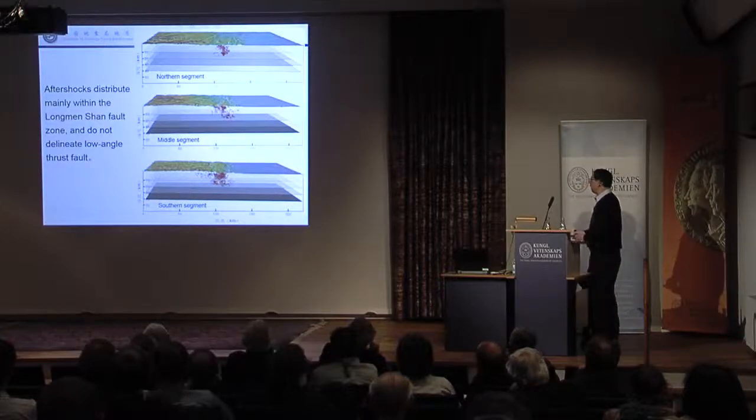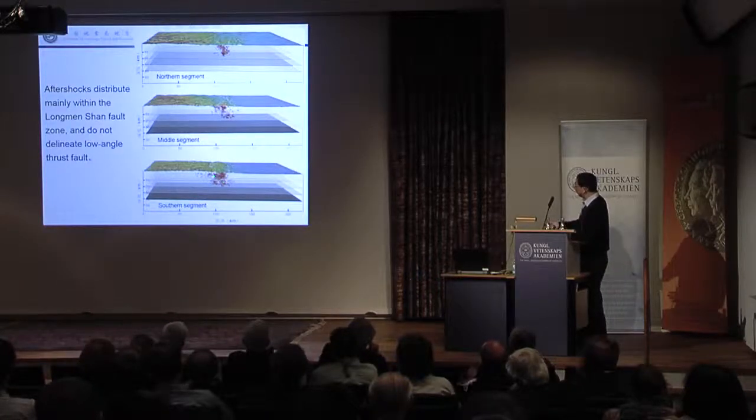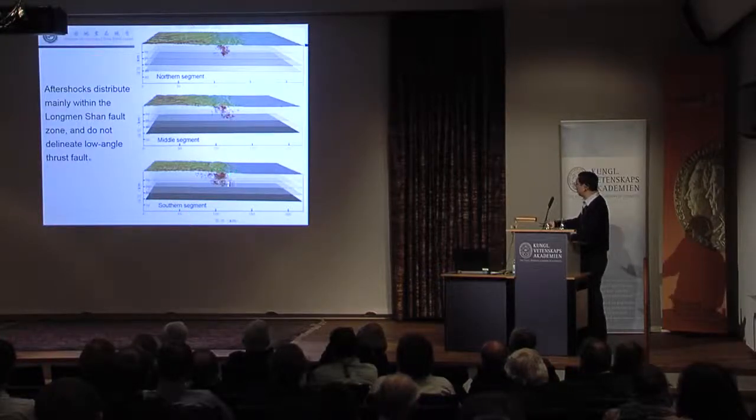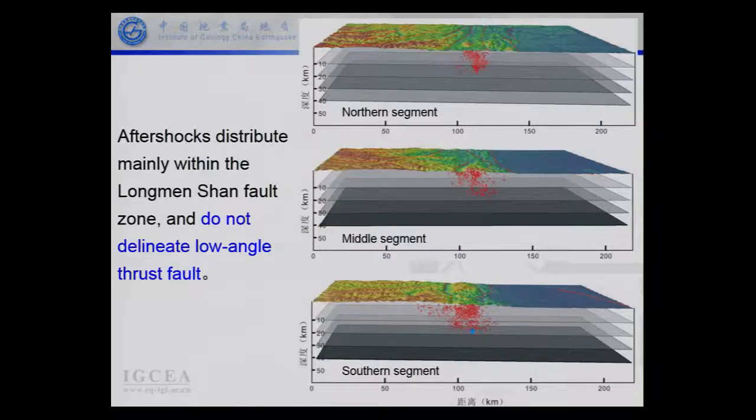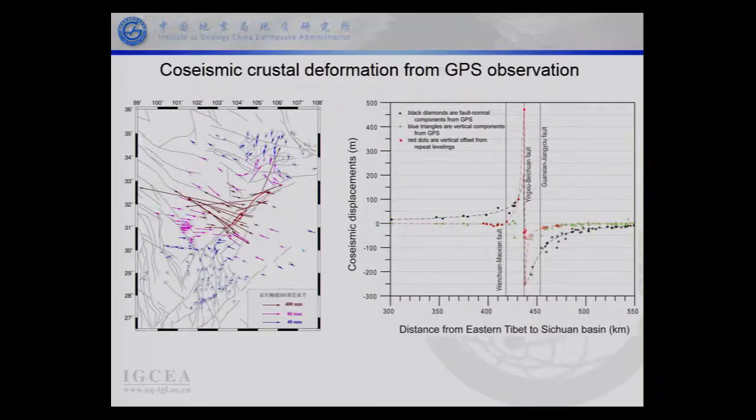And if we look at the depth distribution of the aftershocks, this is the southern segment, the middle segment, and northern segment. If we plot the depths, this is a one-to-one plot, and we can see most of the aftershocks occur within the Longmen Shan fault zone. We don't see any low-angle thrust fault beneath the Longmen Shan. On the contrary, if we only look at the aftershock distribution, the Longmen Shan fault must be a deep, high-angle reverse fault.